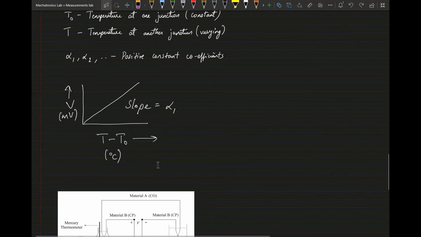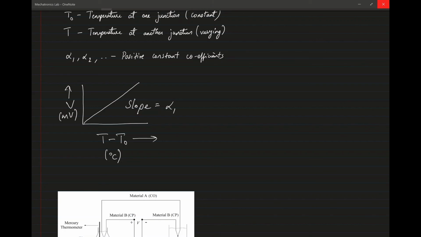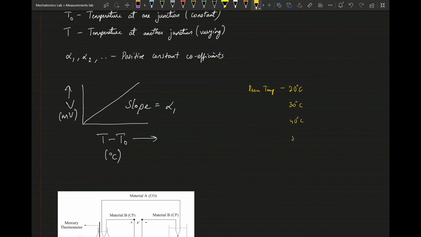It would look something like this. You do the same thing as you did for the previous two experiments. We will take readings for different temperatures. If the room temperature, for example, is 20 degrees C, we'll take temperatures at 30 degrees C, 40, 50, 60, 70, and 80 degrees C. The voltage at all these temperatures would be recorded.